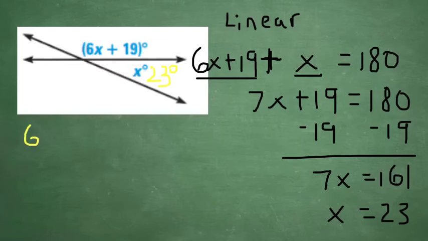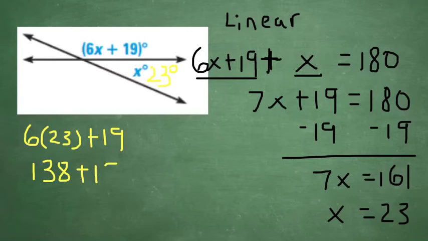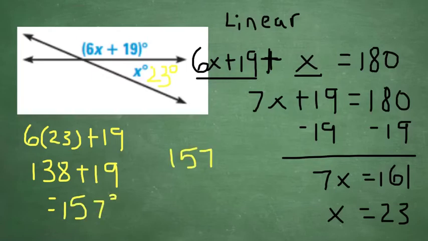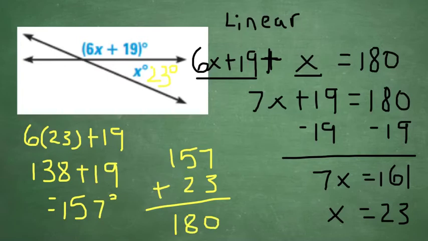The other one up here, we would do 6 times 23 plus 19. So 6 times 23 is 138 plus 19, which is 157 degrees. So in other words, we want to just check to verify that 157 and 23 is 180, and when we add them, of course they are, because that's how we set up our equation. That's what we wanted to do.